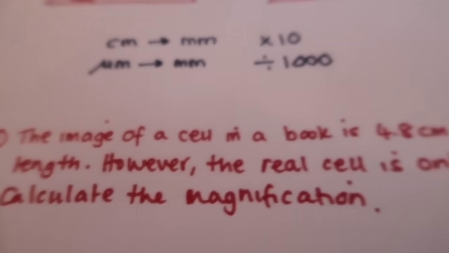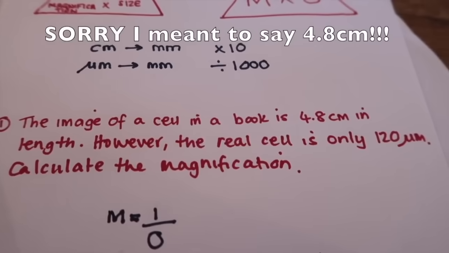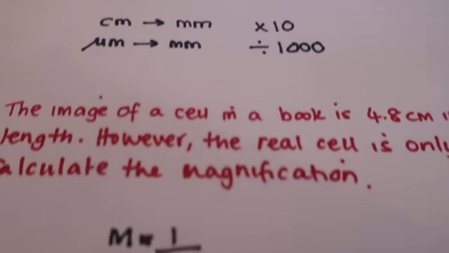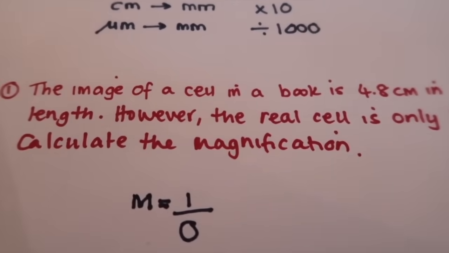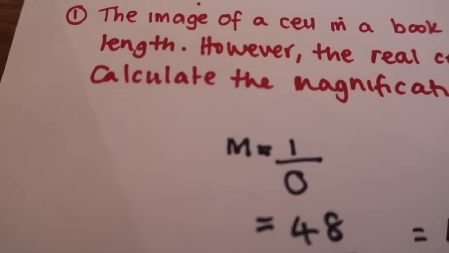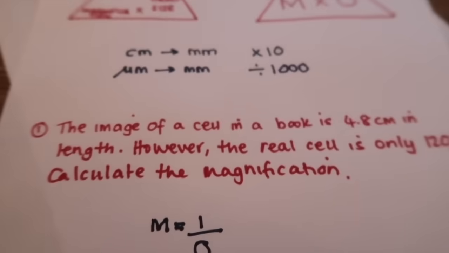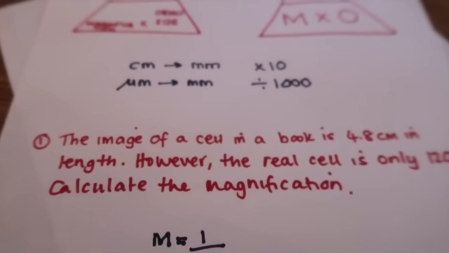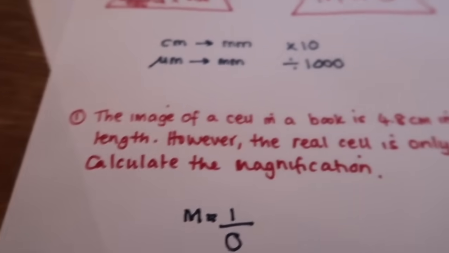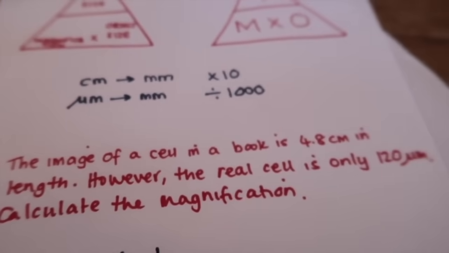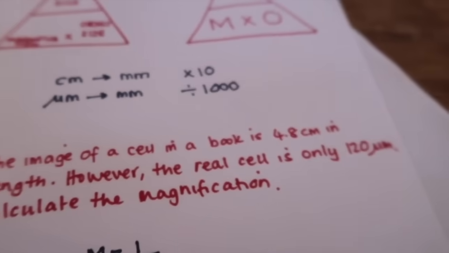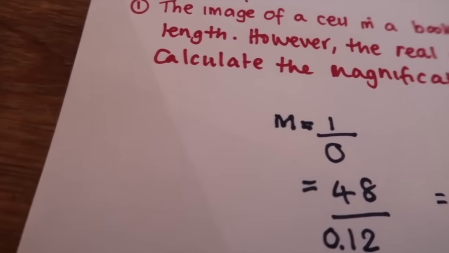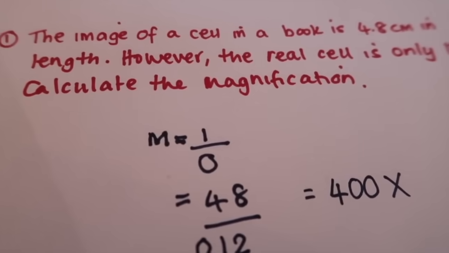So the image of a cell in a book is 4.8 centimeters in length. However, the real cell is only 120 micrometers. Calculate the magnification. So I'm going to use the triangle to tell me that magnification is image divided by object. Then we need to get the image size into millimeters. So I've been told it's 4.8 centimeters, so I need to times it by 10 to get it into millimeters. So it becomes 48. And then we need to convert the 120 micrometers into millimeters by dividing 120 by 1,000, which is how I've got 0.12. Plug that into your calculator and you get an answer which is a magnification of 400 times.